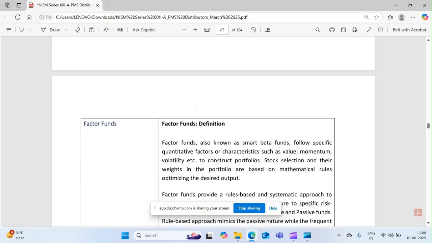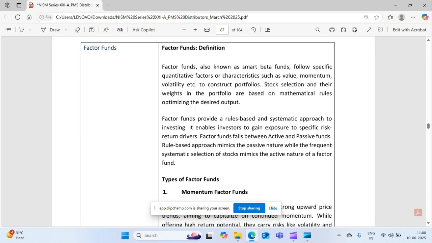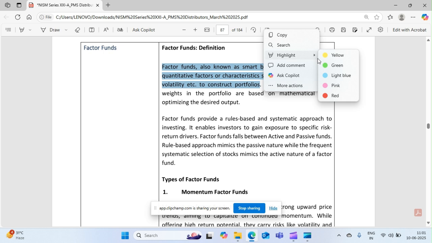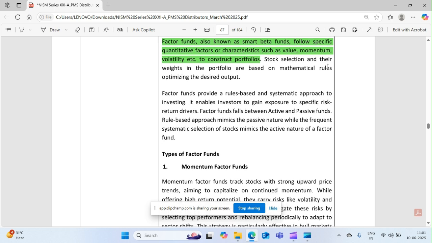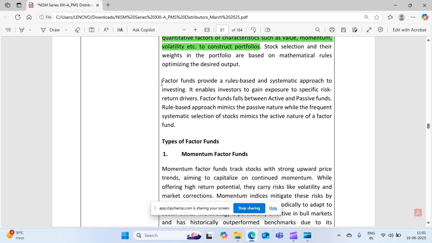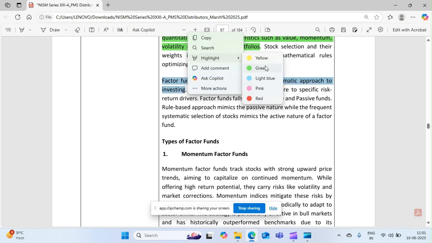funds. Correct. We also have factor funds, okay, which are called as smart beta funds. So what they do is that they follow specific quantitative factors or characteristics such as value, momentum, volatility, etc., to construct the portfolio. So they're slightly different from what we discussed. And stock selection is done on the basis of mathematical rules optimizing the desired output. Factor funds provide a rule based and systematic approach to investing. This is very important because this chapter has introduced the concept of factor fund, so you must note this down.